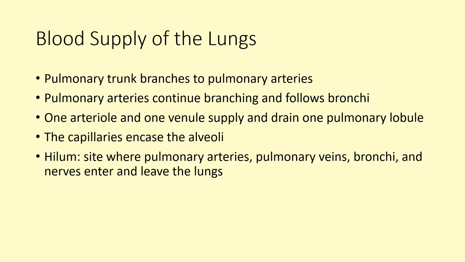In terms of blood supply to the lungs, the pulmonary trunk branches coming from the right ventricle. The pulmonary trunk is going to branch to the pulmonary arteries. Pulmonary arteries continue branching. Now they tend to follow the bronchi. One arteriole and one venule will supply and drain one pulmonary lobule. The capillaries encase the alveoli we've seen in some of the previous pictures. The hilum is the site where the pulmonary arteries, pulmonary veins, the bronchi, and nerves enter and leave the lungs.